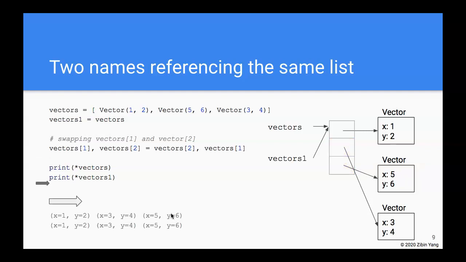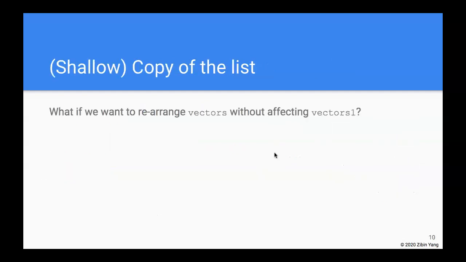If we print that out, we obviously expect to see the same thing, but with just these two things swapped now, because again, vectors and vectors1 both are referencing the exact same list. So that's the case of reference: every change made in vectors would be reflected in vectors1. Now, what if we don't want that?